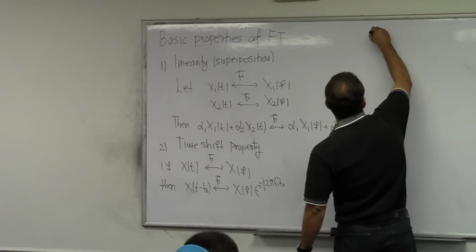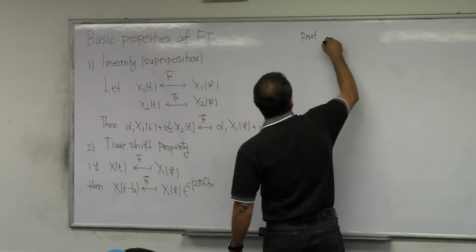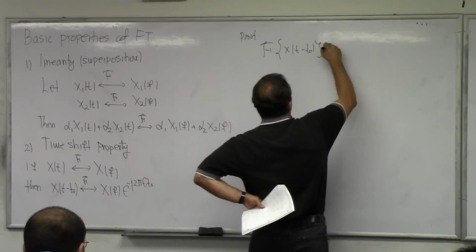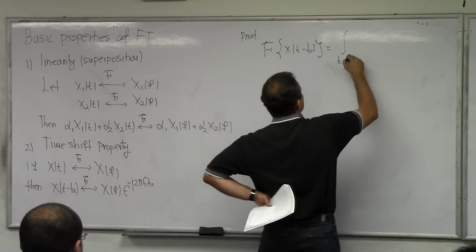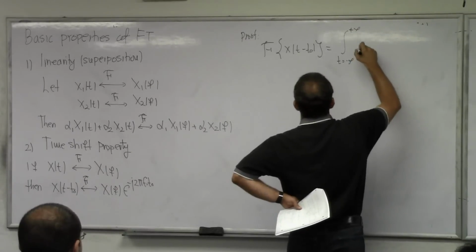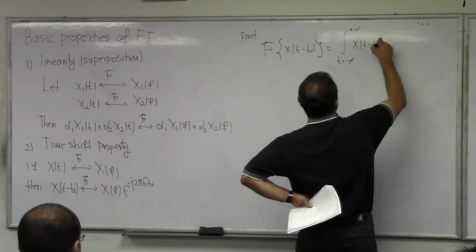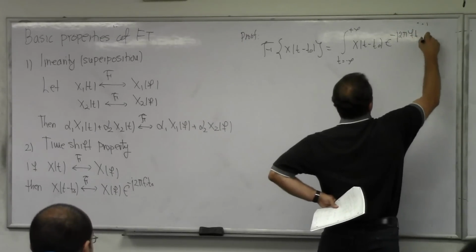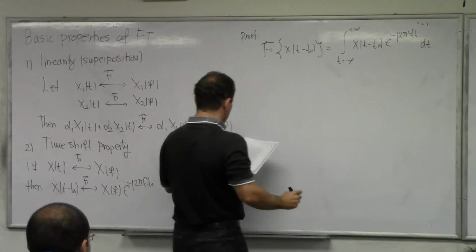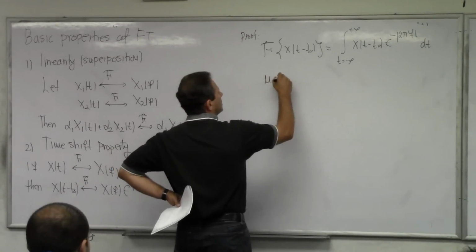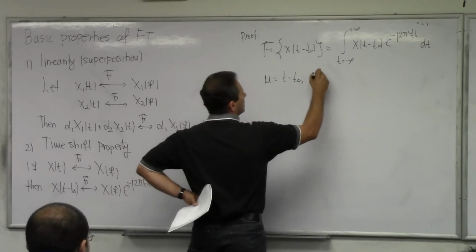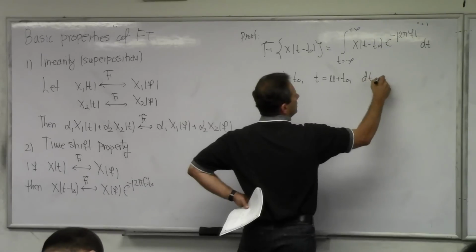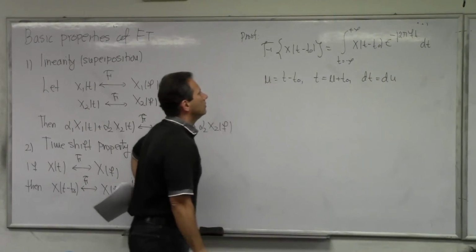So the way you prove this is you look at the Fourier transform of x of t minus t0. We just go by the definition. This is the integral, t goes from minus infinity to plus infinity, x of t minus t0, we put our kernel here, e to the minus j 2 pi f t, dt. And we're going to introduce the substitution u, which is equal to t minus t0. From here, variable t is going to be u plus t0. And of course, dt is going to be equal to du.